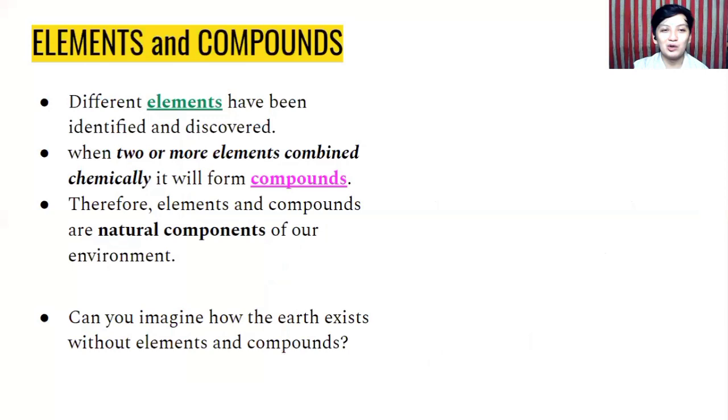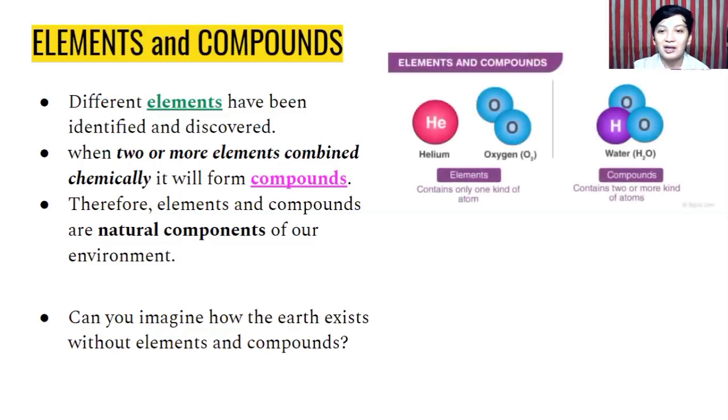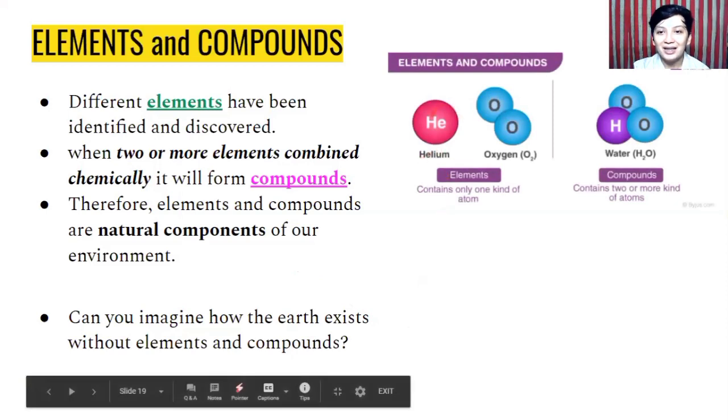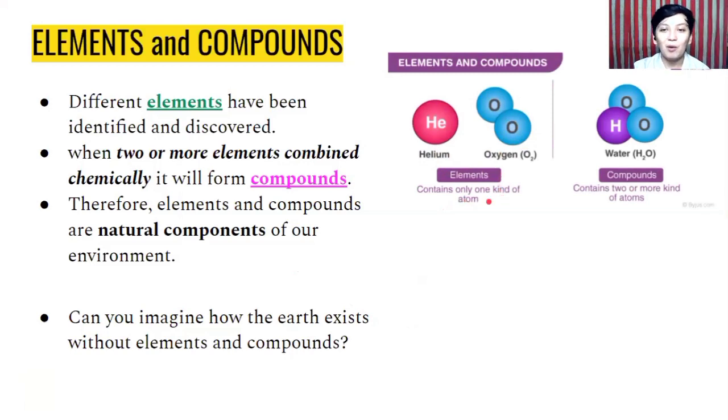So elements and compounds. Different elements have been identified and discovered. When two or more elements combine chemically, they form compounds. Therefore, elements and compounds are natural components of our environment, as you can see. Helium is an element. Oxygen is also an element. It contains only one kind of atom. But compounds are composed of two or more kinds of atoms, like H2O, two hydrogen and one oxygen.